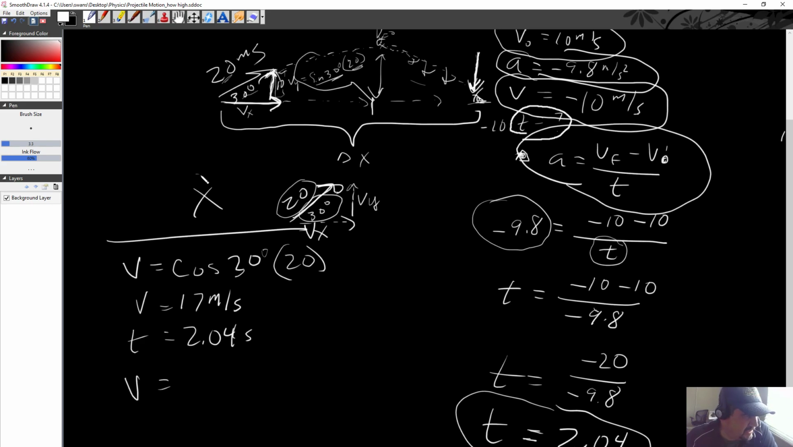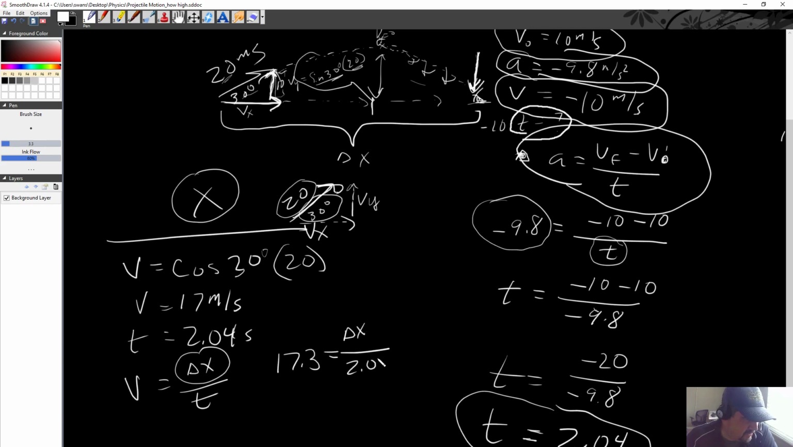Remember, in the x direction, there's no acceleration. So velocity is just how far you go divided by time. And we're looking for this. So let's plug everything in. Velocity is 17.3 meters per second, equal to delta x, which we don't know, divided by the time, 2.04 seconds. Just times 2.04 on both sides. That gets rid of it over here, and that puts delta x by itself.